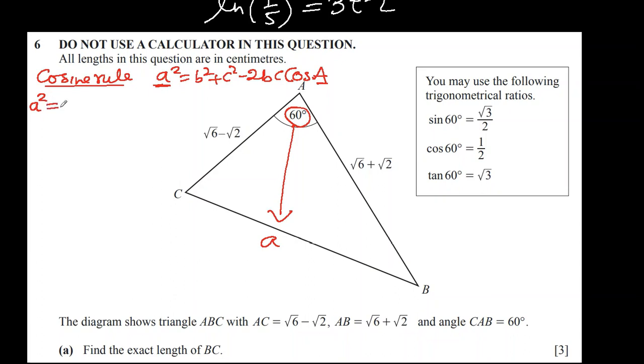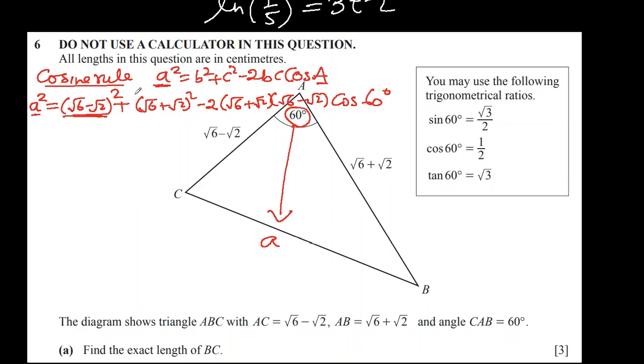a square equal to, b and c are the other sides, which are square root 6 minus square root 2 square plus square root 6 plus square root 2 square minus 2 times square root 6 plus square root 2, square root 6 minus square root 2 cos of the angle, which is 60 degrees. So what is unknown in this? Only a square, right? So we can square this first.